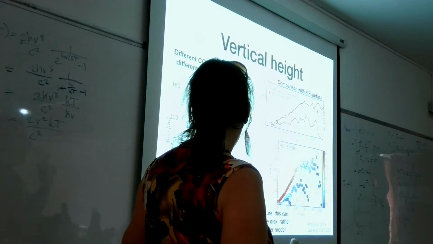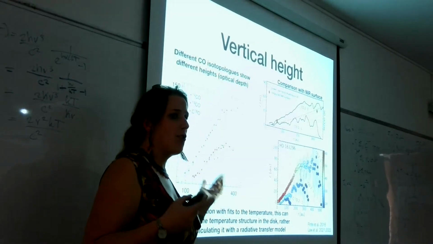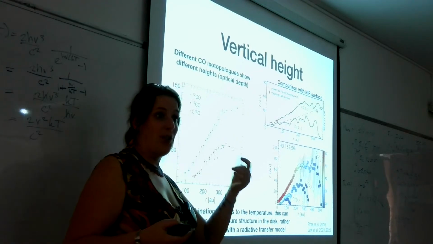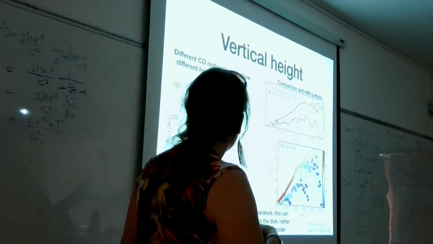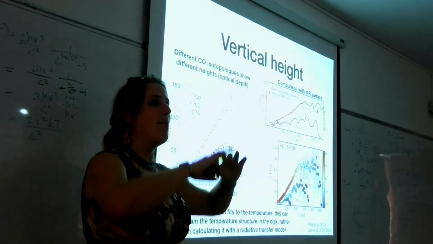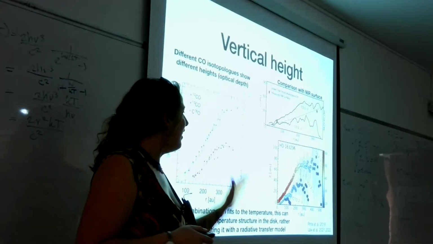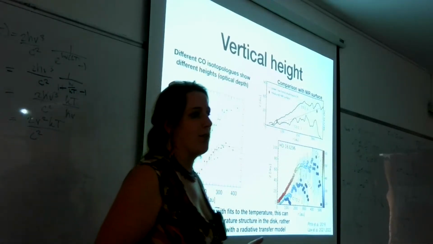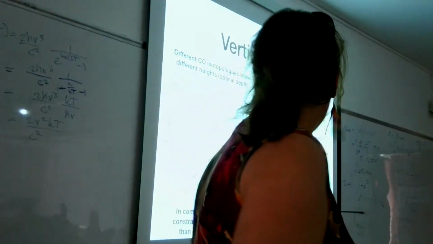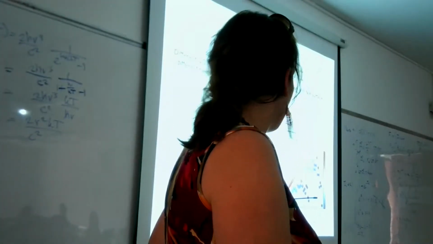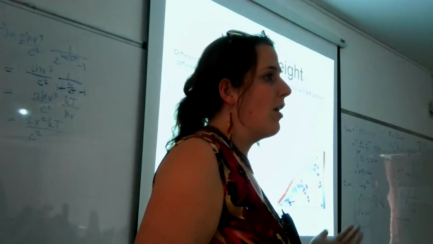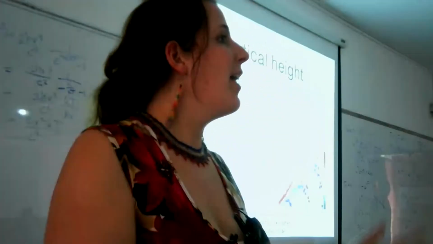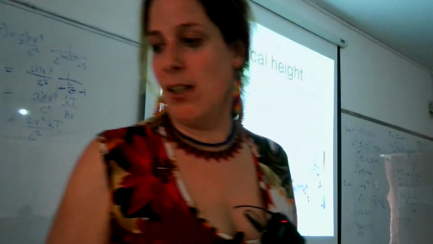And then if you have multiple CO isotopologues, so multiple transitions, you remember you can measure the temperature of multiple transitions. And that means that in combination with a vertical height, you can really map the temperature structure radially and vertically using these kinds of observations. So this is something that's relatively new. We've only done it for a handful of papers, but it can really help to pin down our temperature structure instead of radiative transfer computing it.